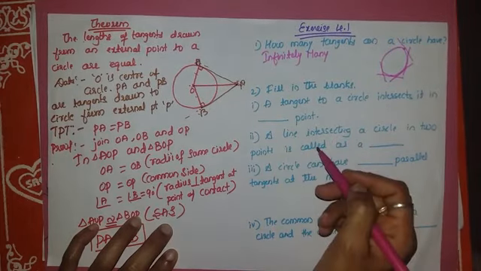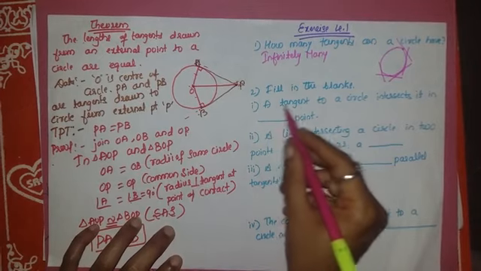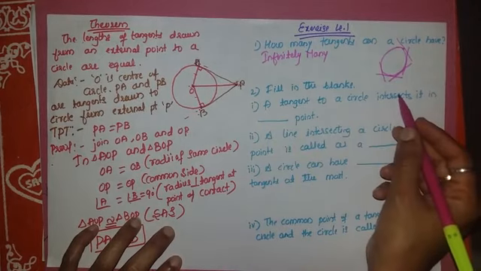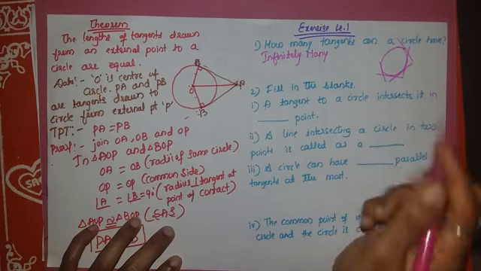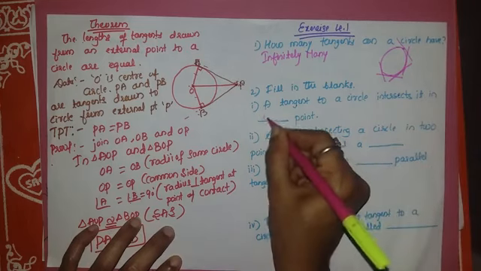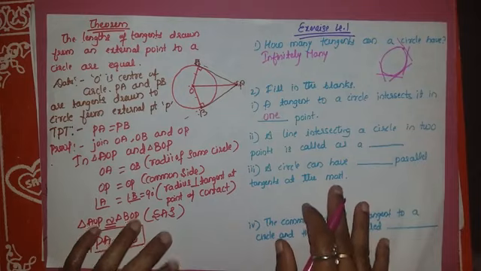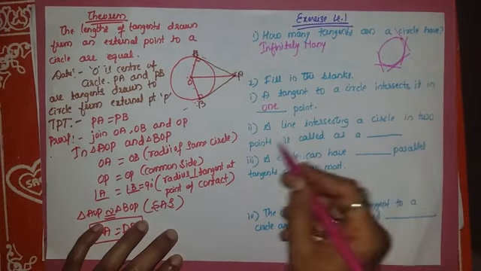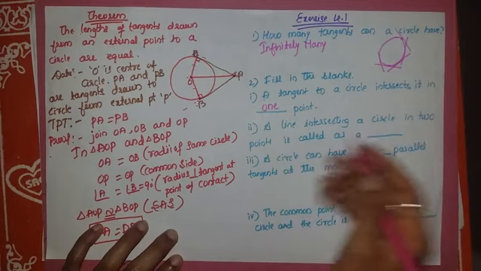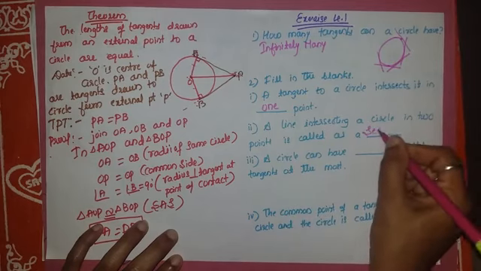Fill in the blanks. First question: a tangent to a circle intersects it in how many points? We know a tangent intersects the circle at only one point. So, 1 point. Next, second: a line intersecting a circle in 2 points is called a secant.